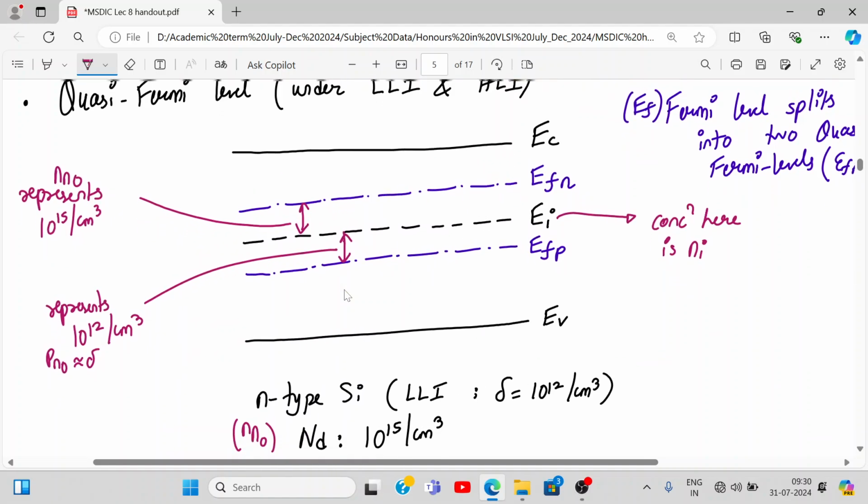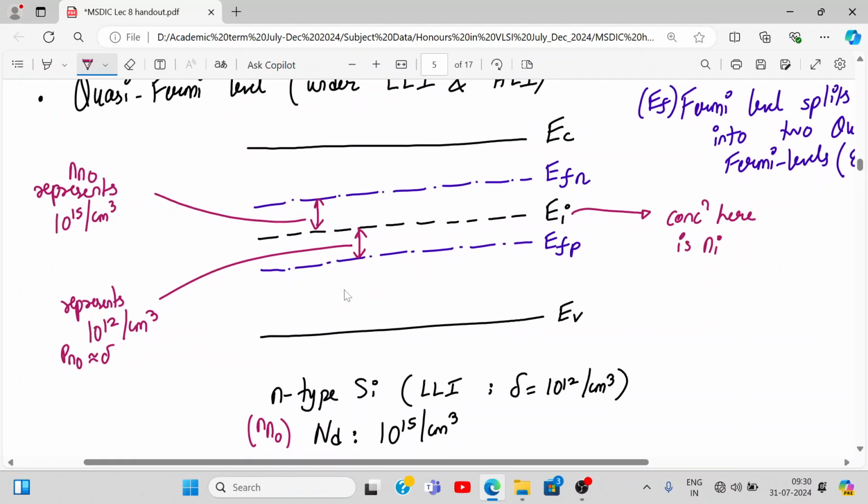So this is the energy band diagram for an N-type semiconductor under low level injection. So we can ask you a question: draw the energy band diagram for phosphorus doped silicon with a concentration of 10 raised to 15 under low level injection of 10 raised to 12. So you have to draw this.